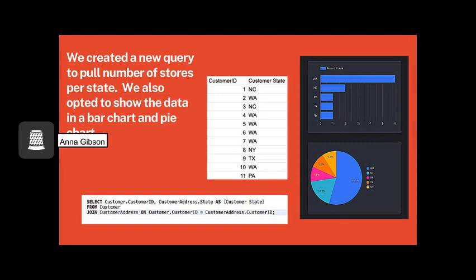For our second set of reports, we created a new query that pulled the customer ID and customer state data. We wanted to see how many customers were associated with each state. You'll see most of our customers reside in Washington state. Two different chart types, the bar chart and pie chart, show interesting ways to highlight our data.